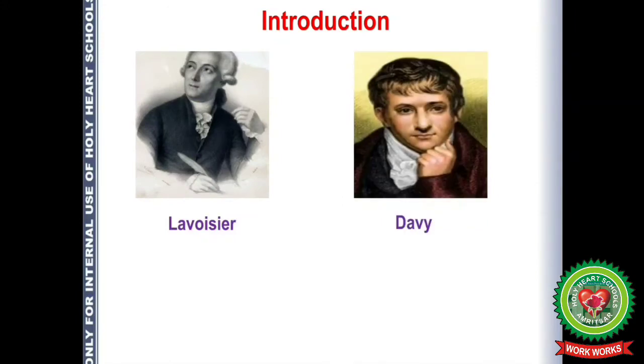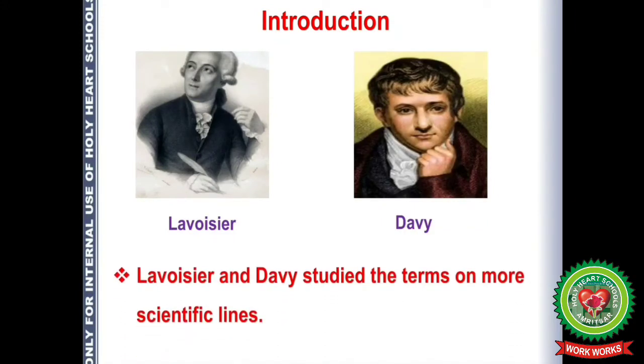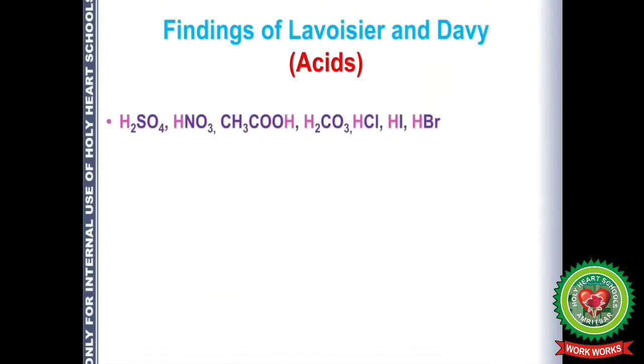Lavoisier and Davy were the scientists who studied the terms acid, base and salt on more scientific lines. Let's take examples of some acids. Sulfuric acid, formula is H2SO4, nitric acid, HNO3, acetic acid, CH3COOH, carbonic acid, H2CO3, hydrochloric acid, HCl, hydroiodic acid that is HI, and hydrobromic acid that is HBr.